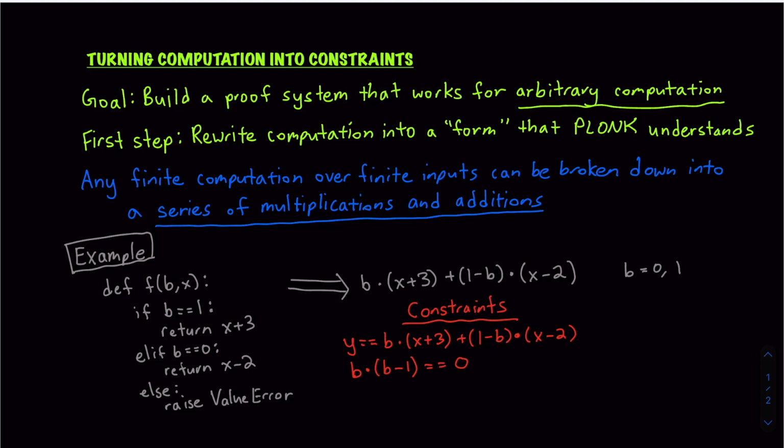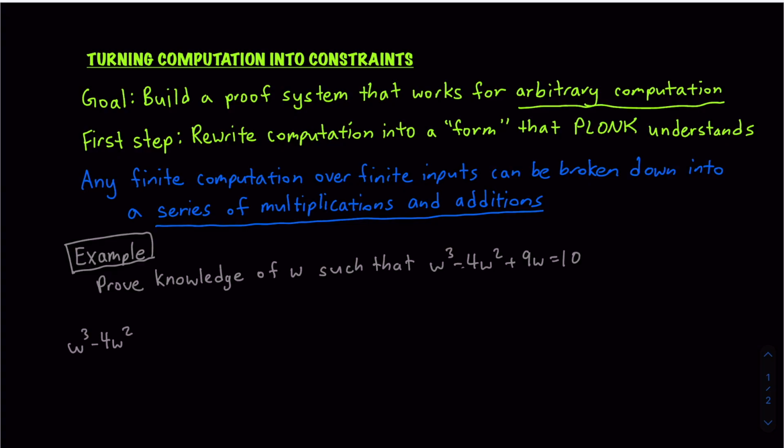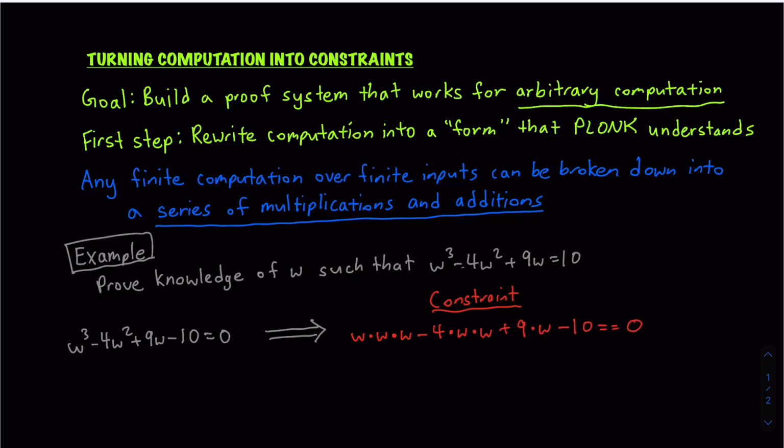Great. Now let's revisit the previous example to help solidify this concept. Suppose we want a prover to prove that they know a value w, such that w cubed minus 4w squared plus 9w equals 10. We can rewrite this computation as a constraint. w times w times w minus 4 times w times w plus 9 times w minus 10 equals 0. So what does it mean to prove knowledge of such a w? It means the prover can actually provide a concrete value of w that satisfies this constraint. In other words, they're not just claiming a solution exists, they're exhibiting one.